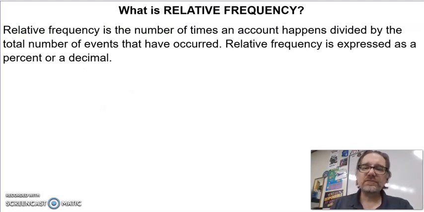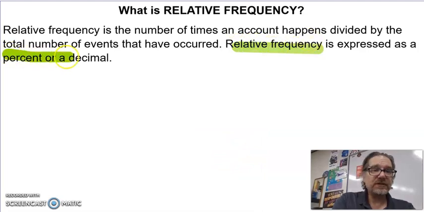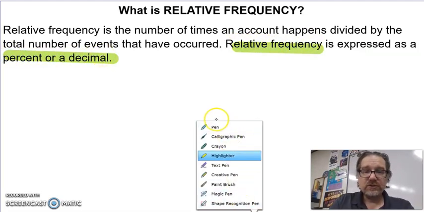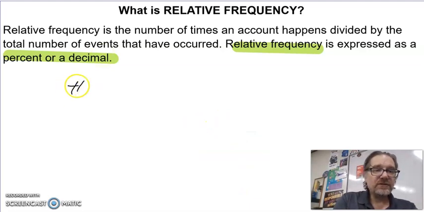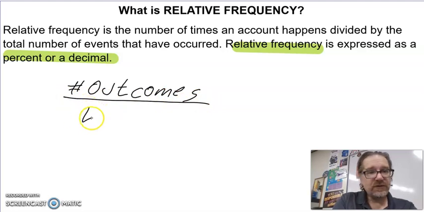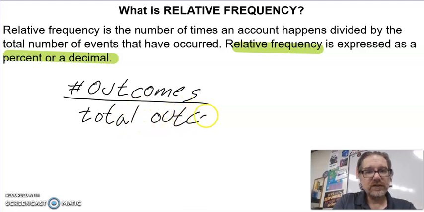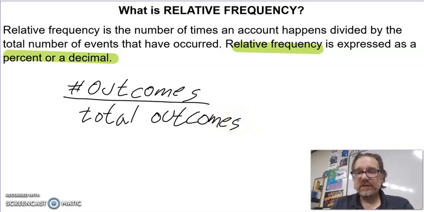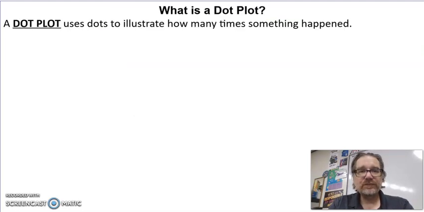Relative frequency is the number of times that my outcome happens, divided by the total number of events. Relative frequency is always expressed as a percent or a decimal. To find it, we take the number of outcomes that we have in our experiment or our observations, and divide that by the total number of outcomes. Easy peasy. That gives us a decimal answer, and to make that a percent, we multiply by 100, or just move the decimal place to the right twice.